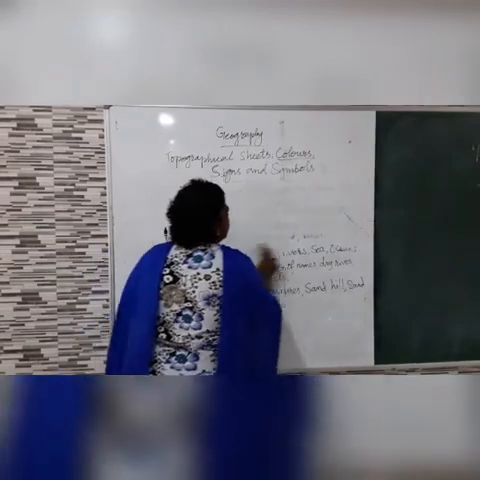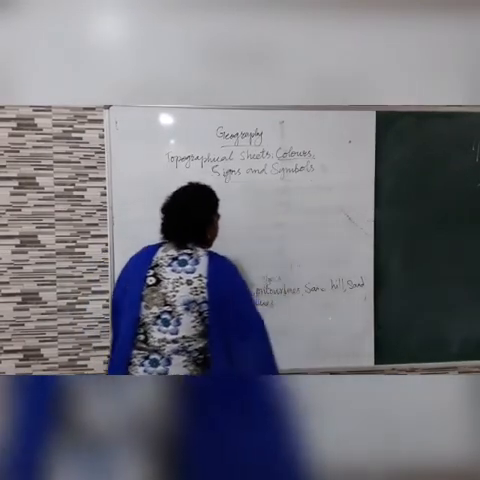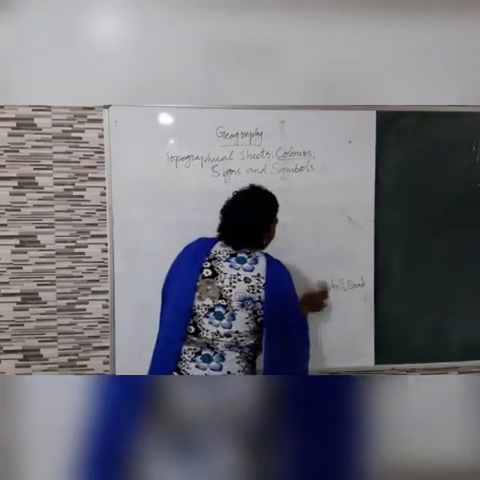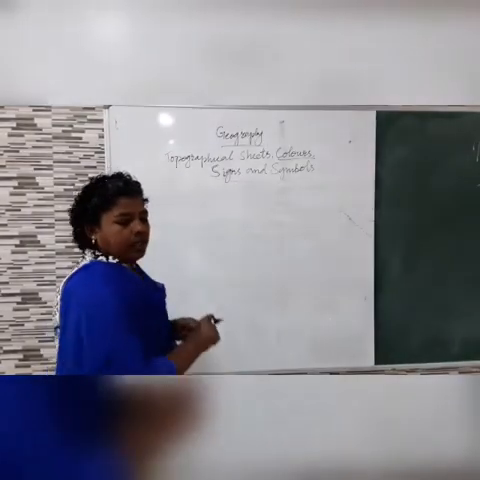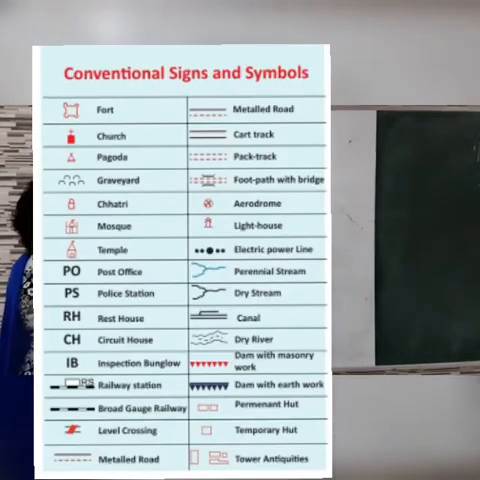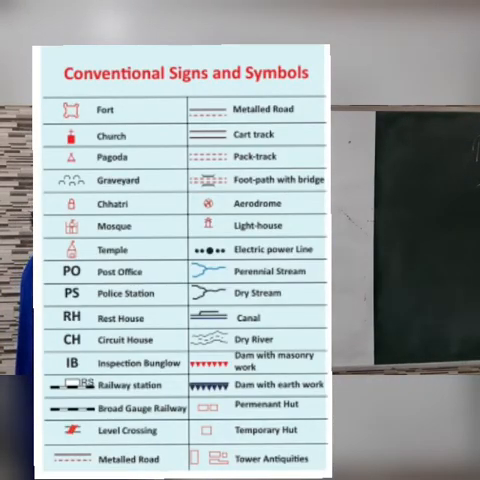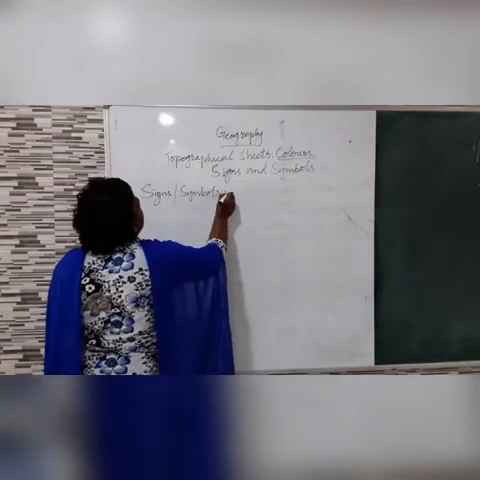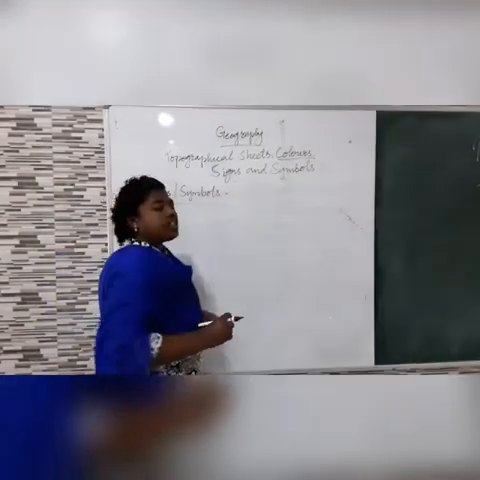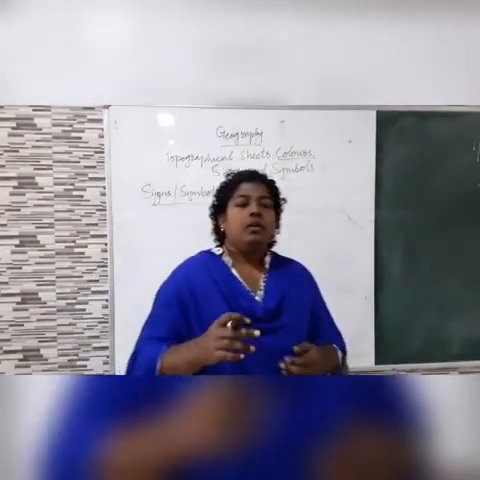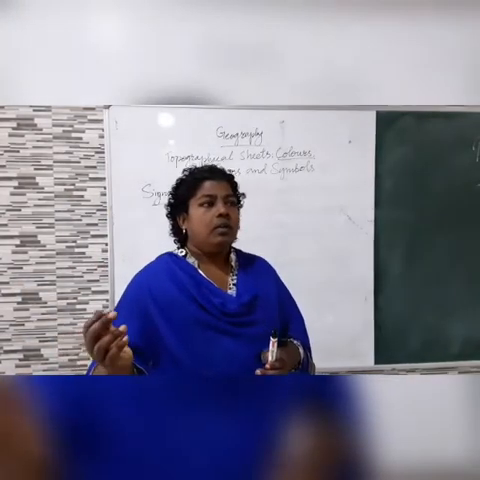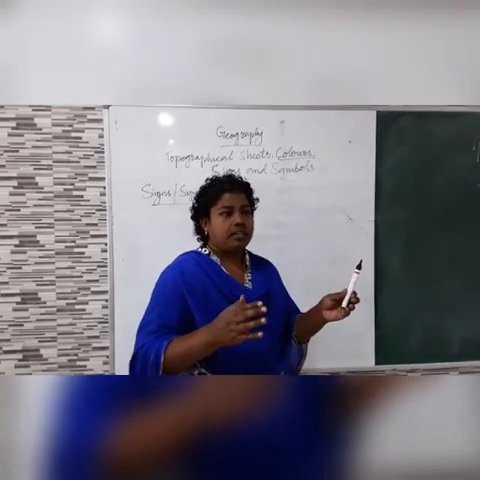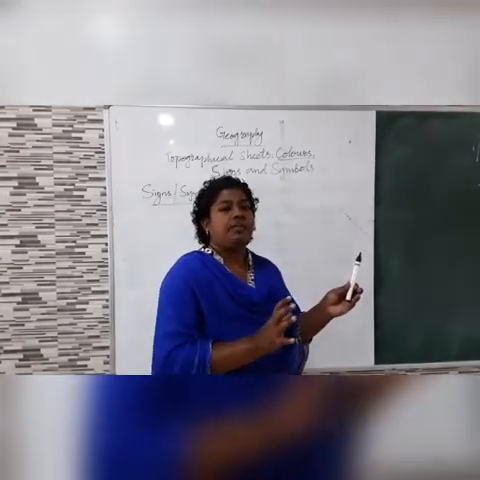Now the signs and symbols are also very important in the drawing of a map, especially in the topo map. Why are they important? Signs and symbols in the topographical map. For example, when you cross the road, some boards will be kept at both sides of the road. Go slow, like that. Something will be written and some symbol will be drawn.